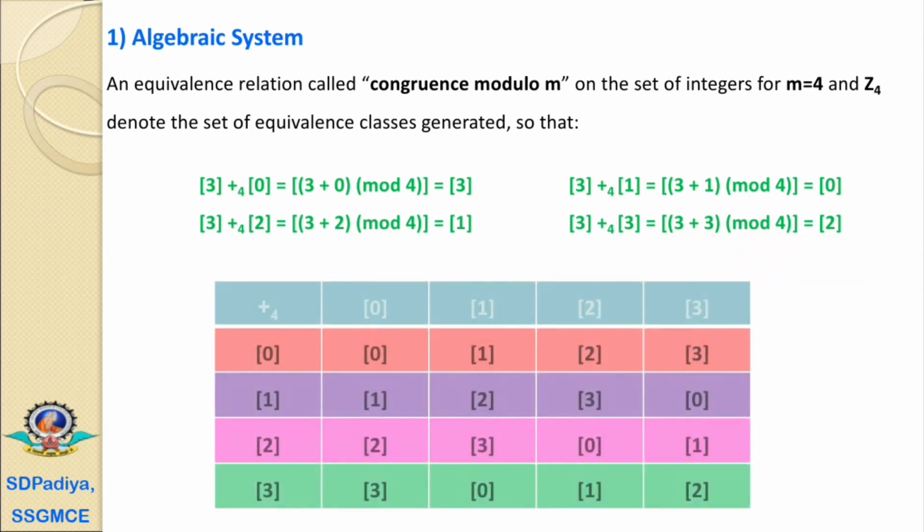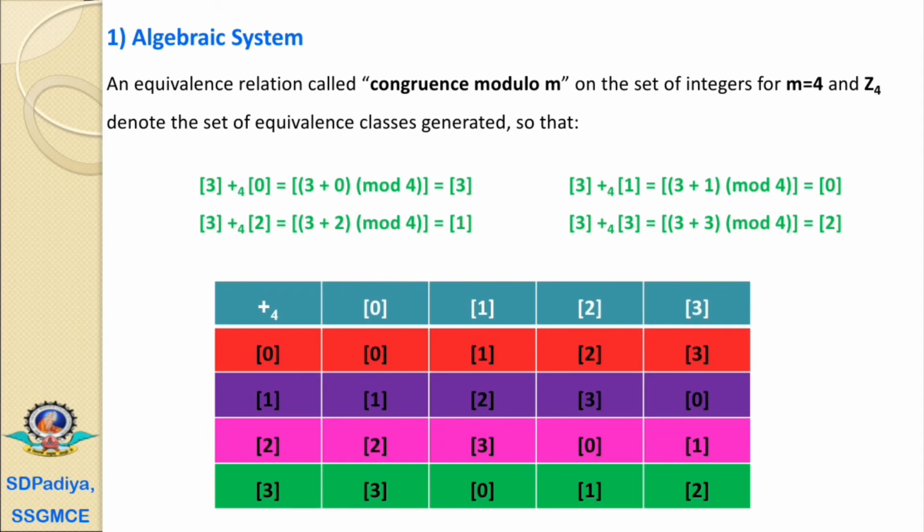If we put all these values in the table, then we have the table with class 0, class 1, class 2, class 3 for the j, and class 0, class 1, class 2, class 3 for the i. Then for all these operations, again we can repeat: 0 plus 0, 0, 0 mod 4 is 0, 0 plus 1, that is 1, 1 mod 4 is 1, 0 plus 2, 2, 2 mod 4 is 2, and 0 plus 3, 3, 3 mod 4, 3.